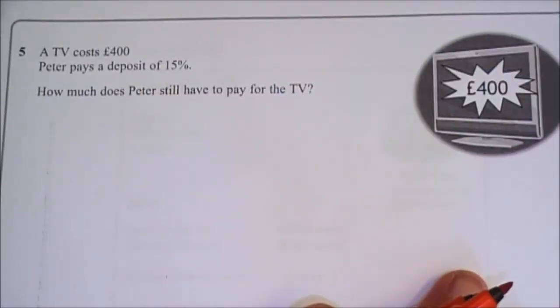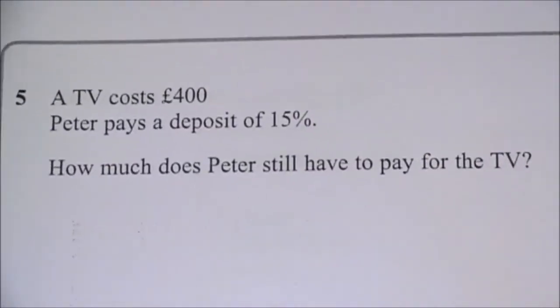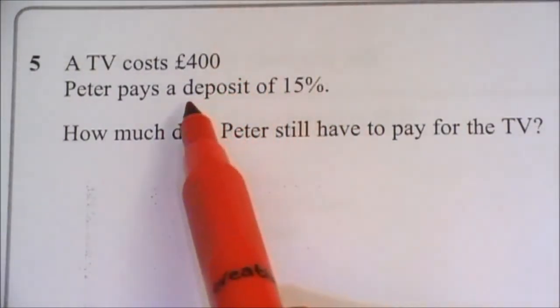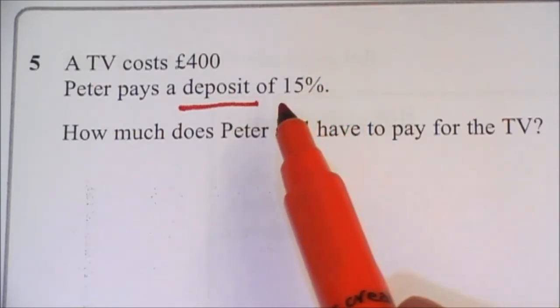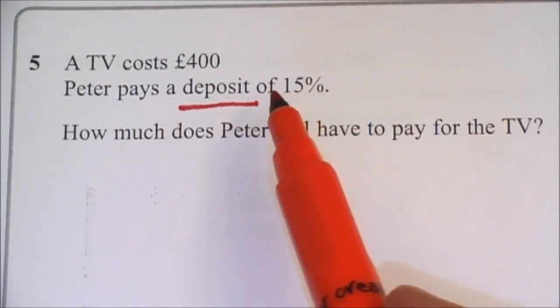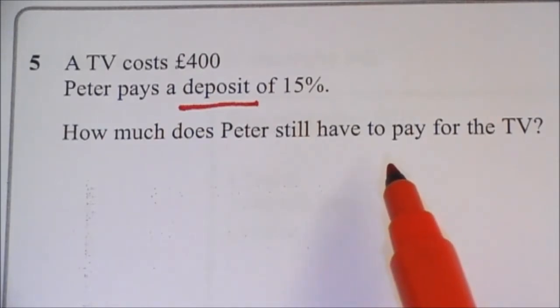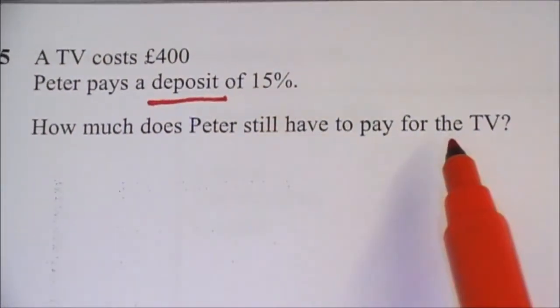Question 5 is a percentage decrease question. So a TV costs £400. Peter pays a deposit of 15%. A deposit is something that you put down on an item that you intend to buy, and you won't get that back. So he intends to buy the TV. He's paying the shop 15% as a promise that he's going to come back and buy the actual TV. How much does Peter still have to pay for the TV?